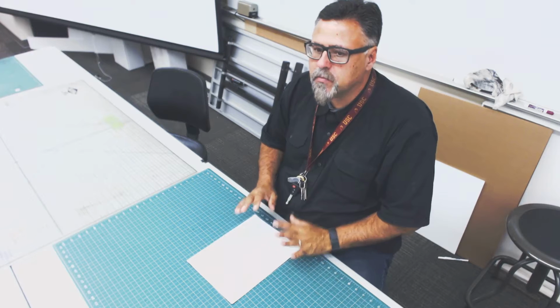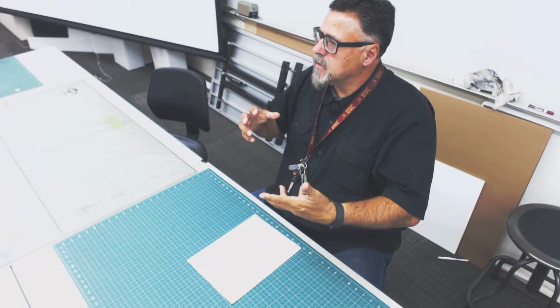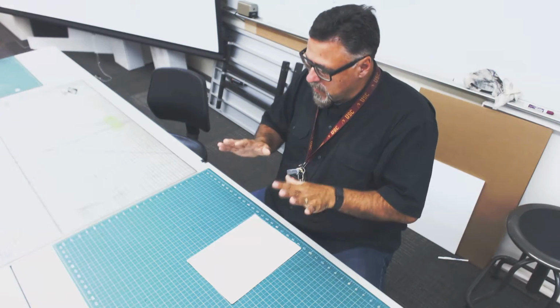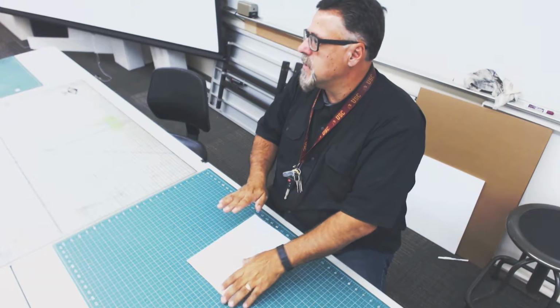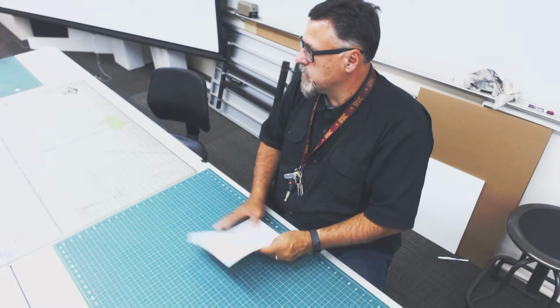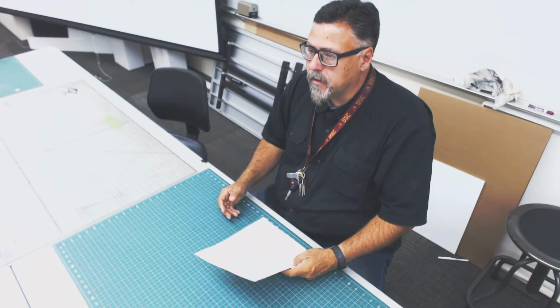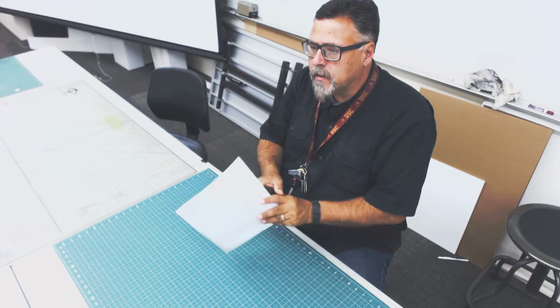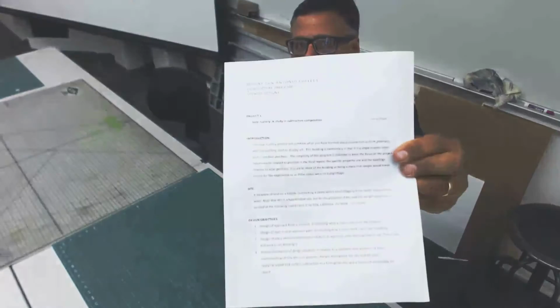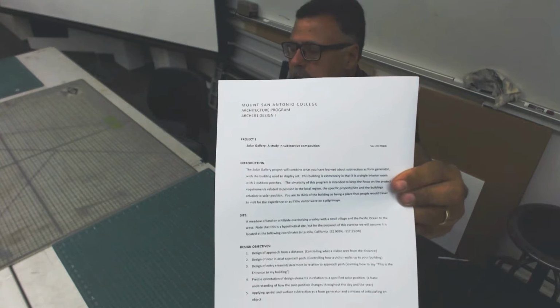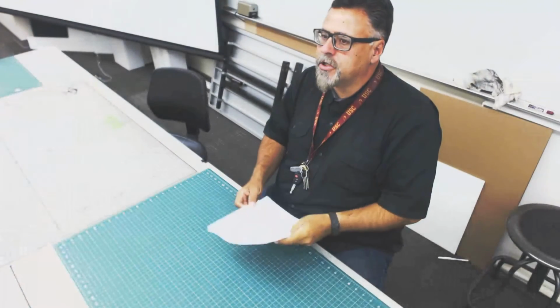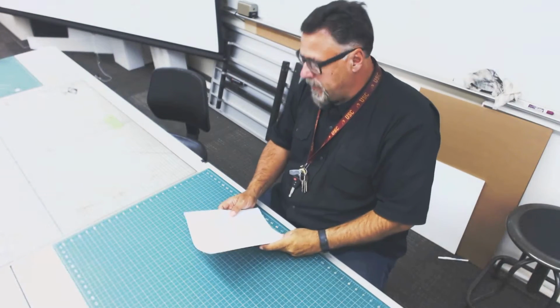The first two pieces were not architecture. They were just sort of form studies. The third piece is a piece of architecture. It's intended to be a building. And the handout that you've just been given, I'll hold this up so that the camera can see it, is called a project prompt.